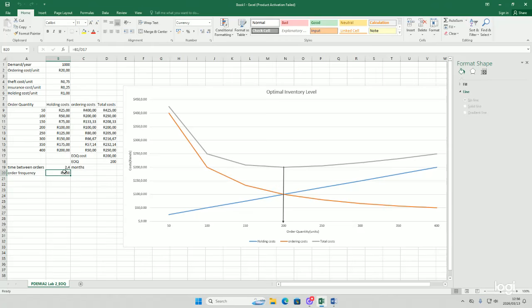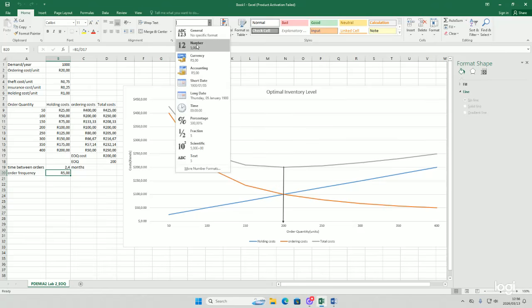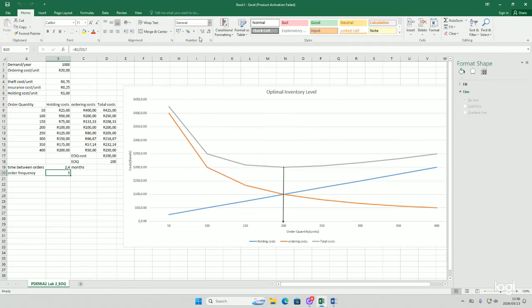I'm just going to change this from rands. Make sure you also adjust these kinds of units. Don't leave it as rands where you are required to calculate time. So we have our time between orders as 2.4 months, and we also have our order frequency as 5 per year.